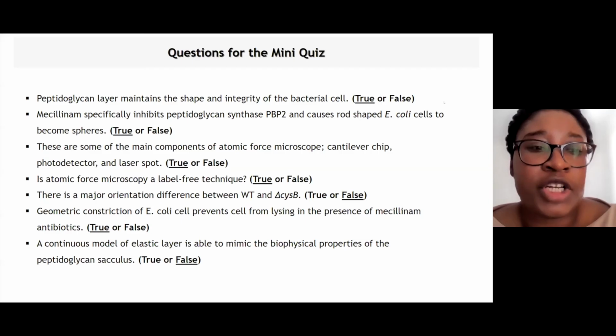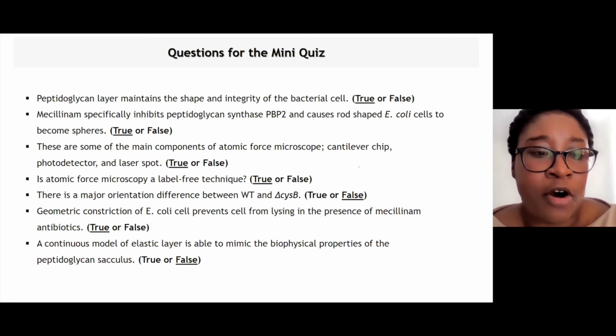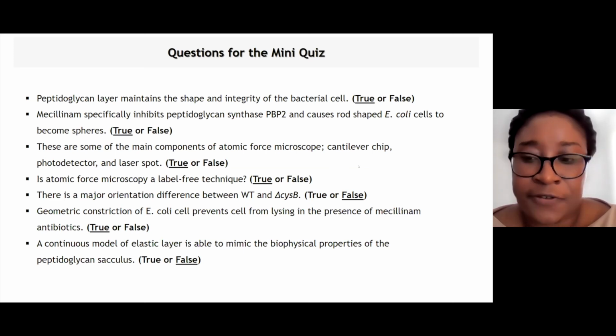For question number 1, the answer is true. Number 2, the answer is true. Number 3, the answer is true. 4, the answer is true. 5, the answer is false. 6, the answer is true. And also the last question, the answer is false.